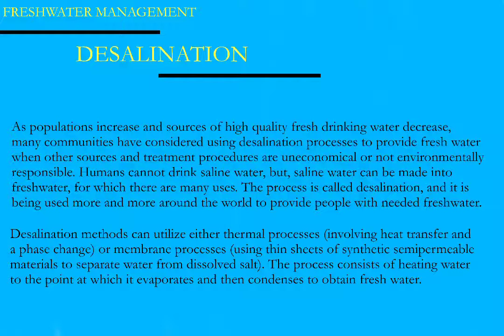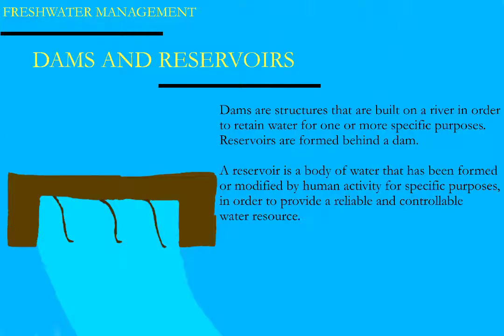Humans cannot drink saline water, but saline water can be made into fresh water, for which there are many uses. Desalination methods can utilize either thermal process or membrane process. The thermal process consists of heating water to the point at which it evaporates and then condenses to obtain fresh water. Next is dams and reservoirs. Dams are structures that are built on a river in order to retain water for one or more specific purposes. Reservoirs are formed behind a dam.